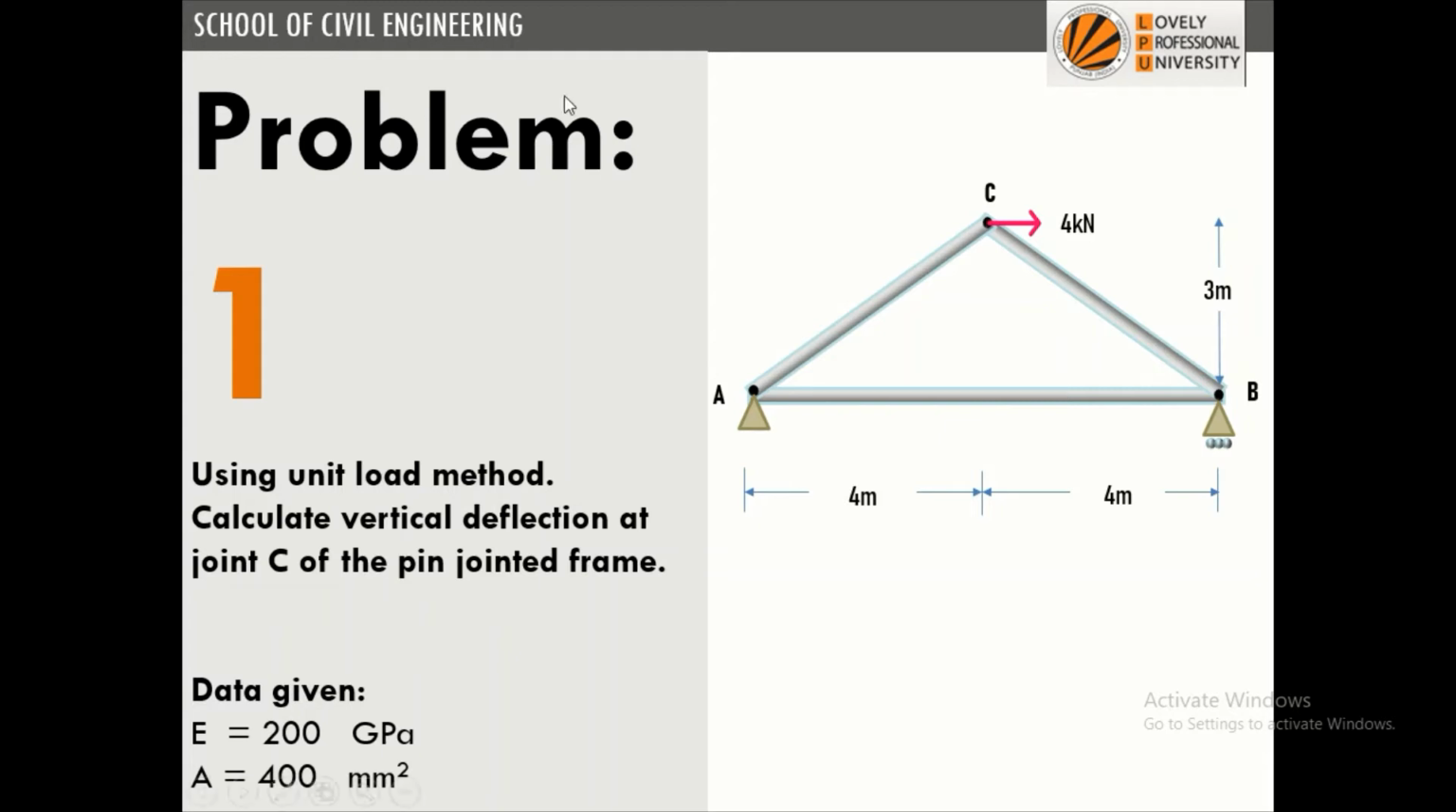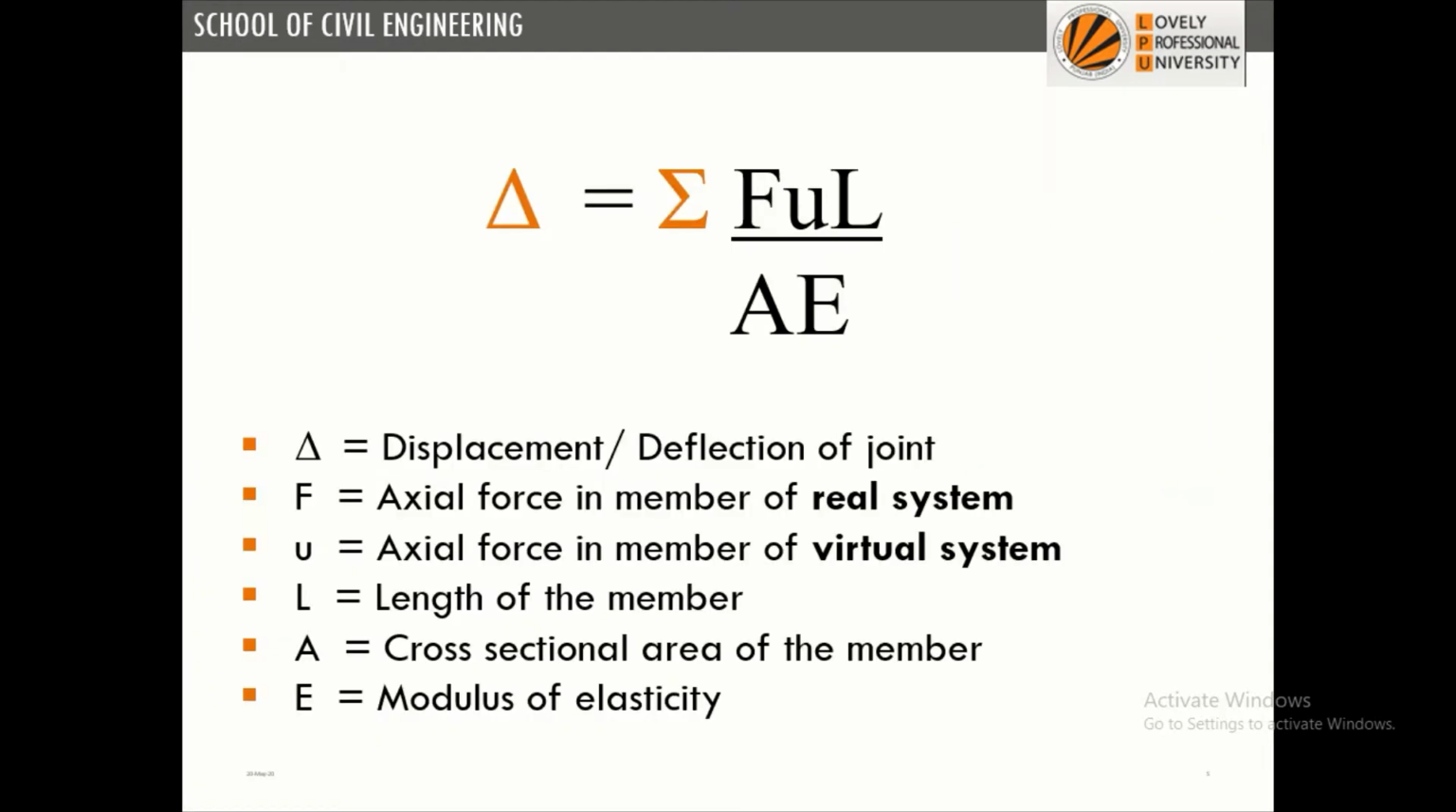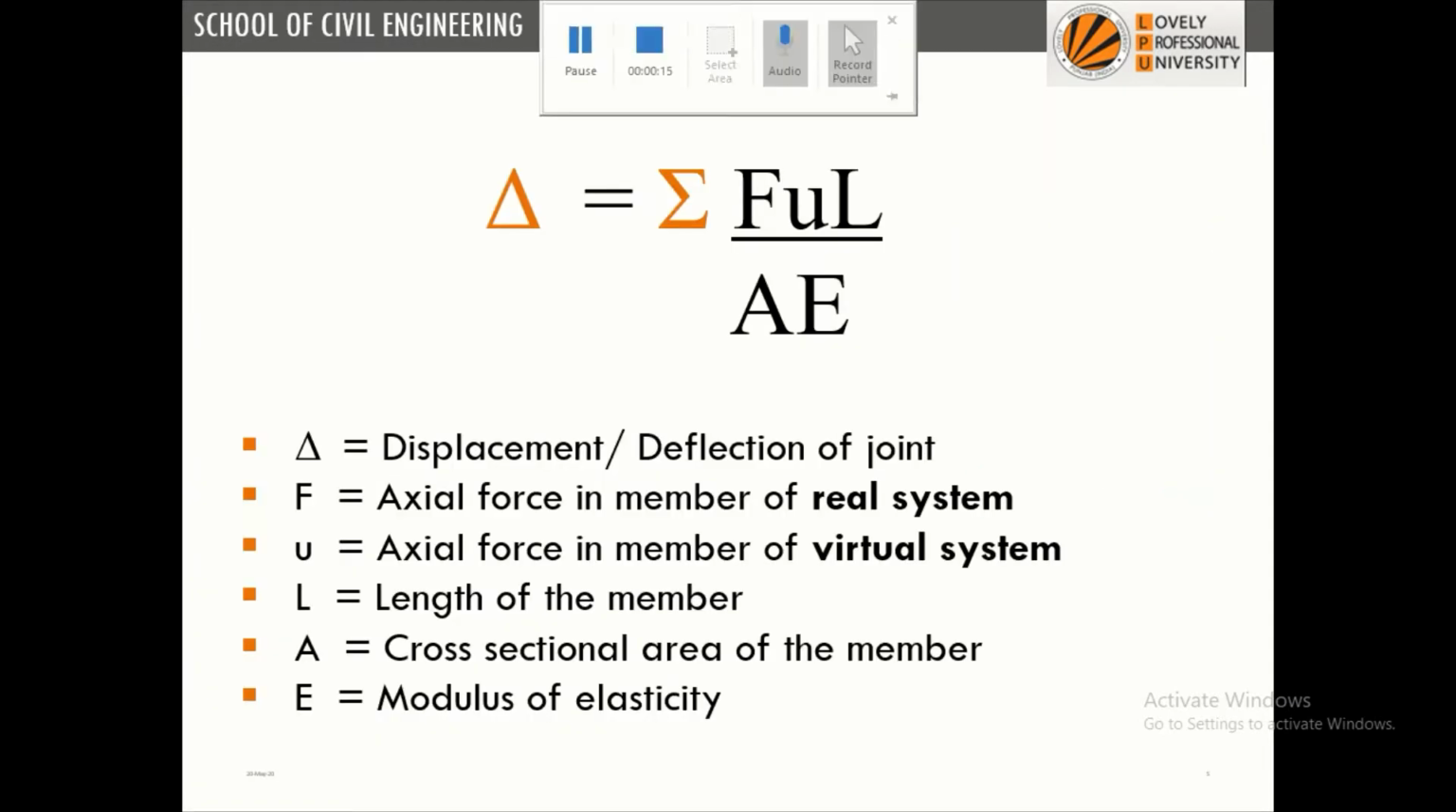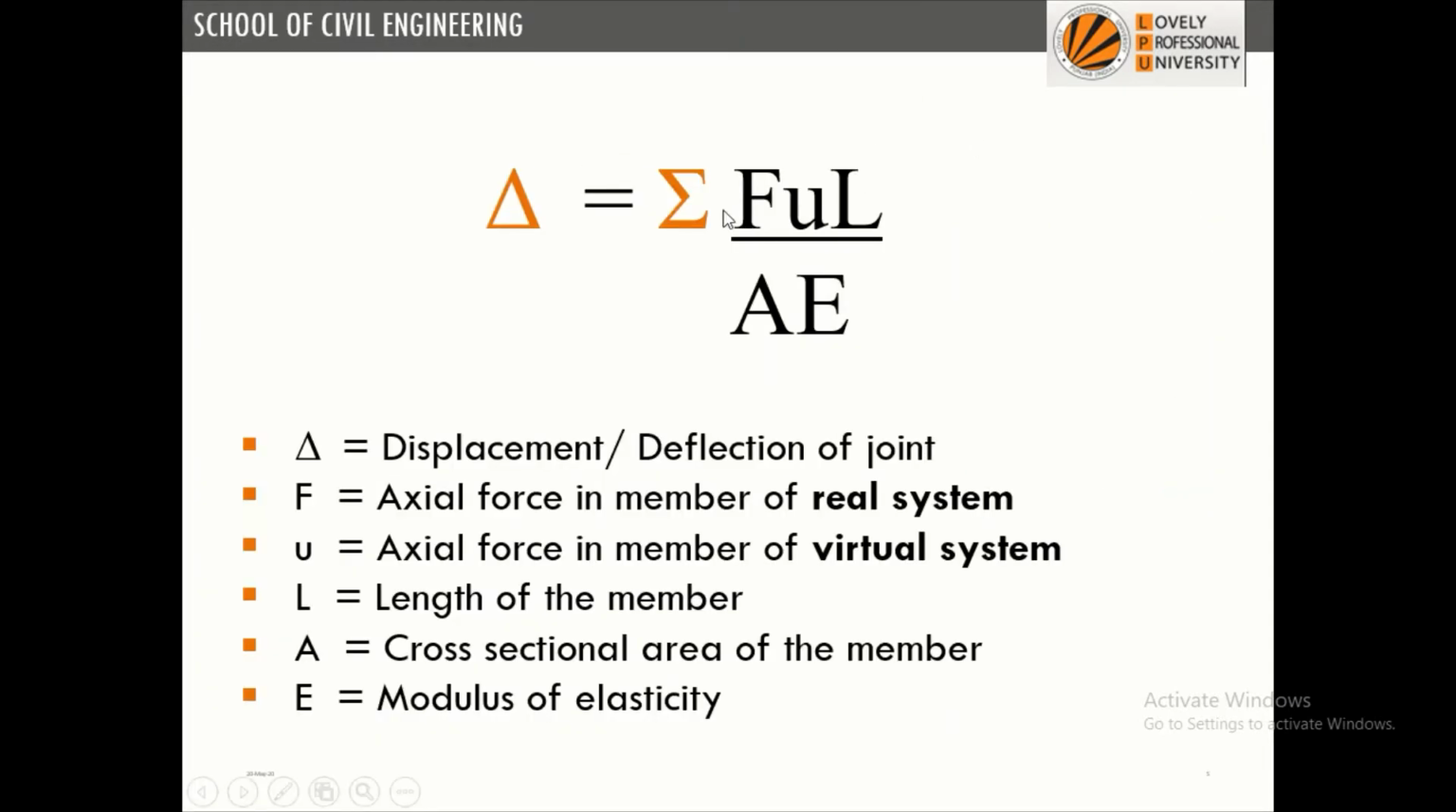Today we are going to see the unit load method for calculating vertical and horizontal deflection in a pin jointed frame, that is a truss. In this we will use the formula sigma FuL upon AE, summation of all the forces about AE.